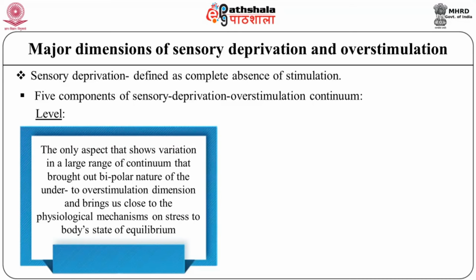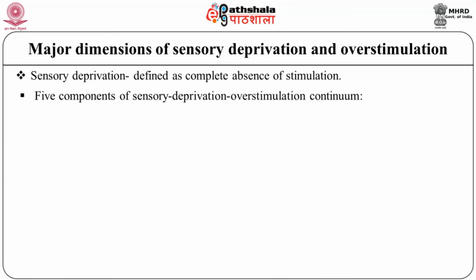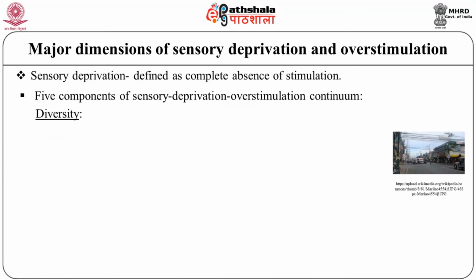This dimension brings us close to the physiological mechanism of stress to the body's state of equilibrium. This is shown mostly with respect to temperature, where similar reactions are seen both at the physiological and behavioral level, such as shivering or rubbing one's hands, and from sweating to turning on the air conditioner. The second point is diversity.